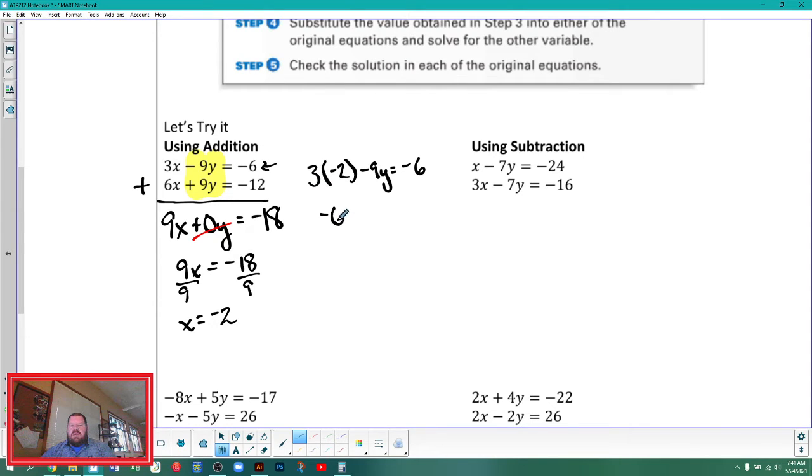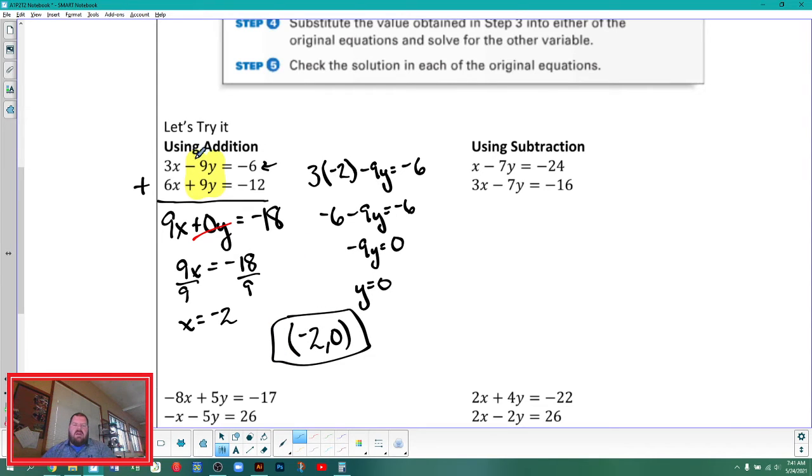3 times negative 2 is negative 6, minus 9y equals negative 6. If I add 6 to both sides, I get negative 9y is equal to 0. And then dividing by negative 9, I get y is equal to 0. So these two lines cross at negative 2, 0.